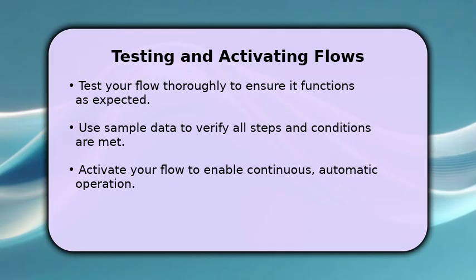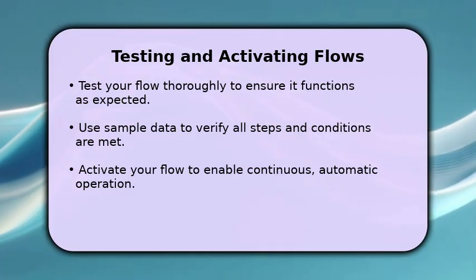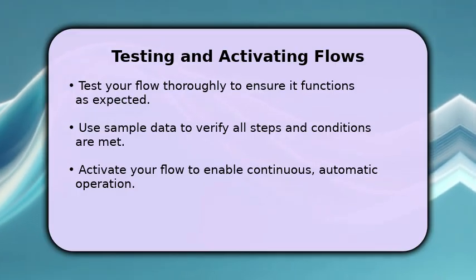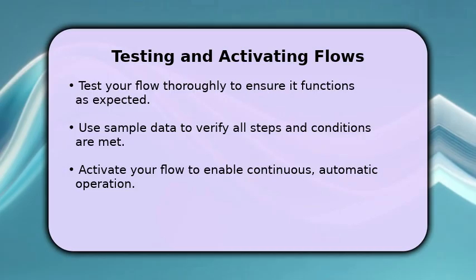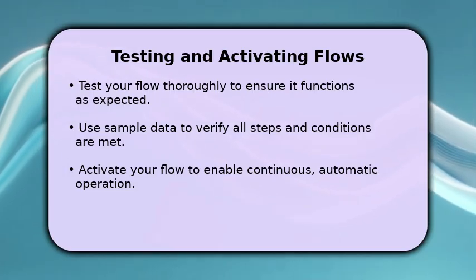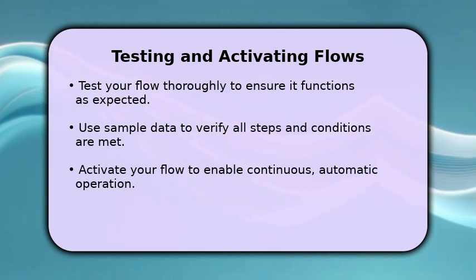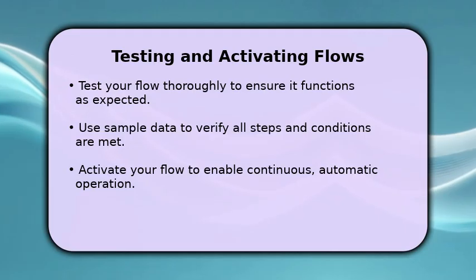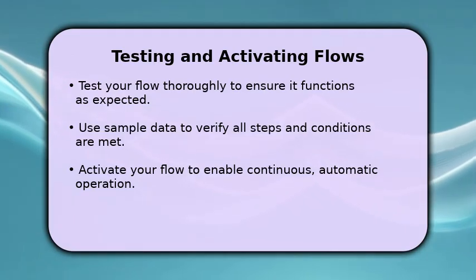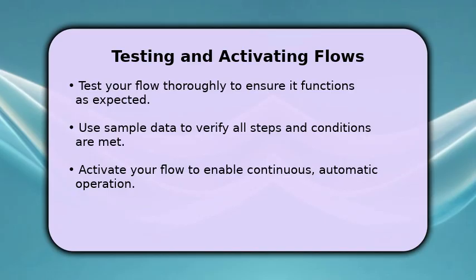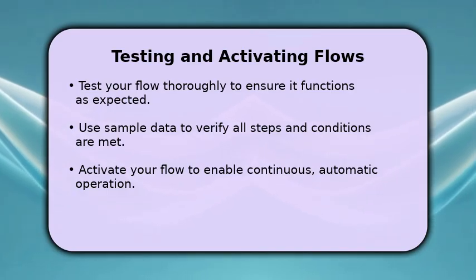Once you have built your flow, it is crucial to test it thoroughly to ensure everything functions exactly as expected. Use sample data to verify that all steps and conditions are met correctly. After successful testing, activate your flow to enable its continuous, automatic operation. Remember to monitor your flow history regularly for successful executions and to quickly identify and address any potential errors that might occur. This ensures smooth automation.